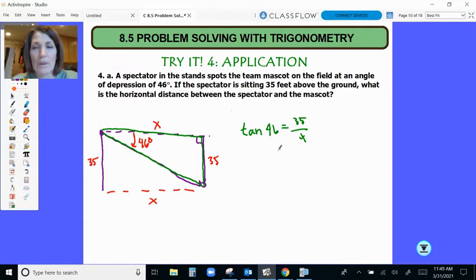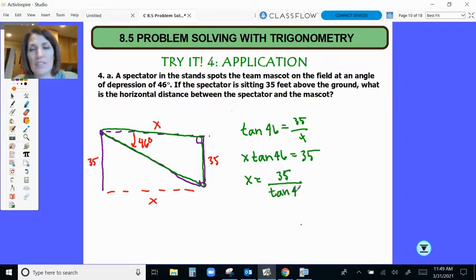Again, I'm going to multiply by x. x times tangent of 46 equals 35. You guys probably do this in a faster way, but I'm taking every step. So I divide by tangent of 46 now, and x equals 35 divided by tangent of 46.